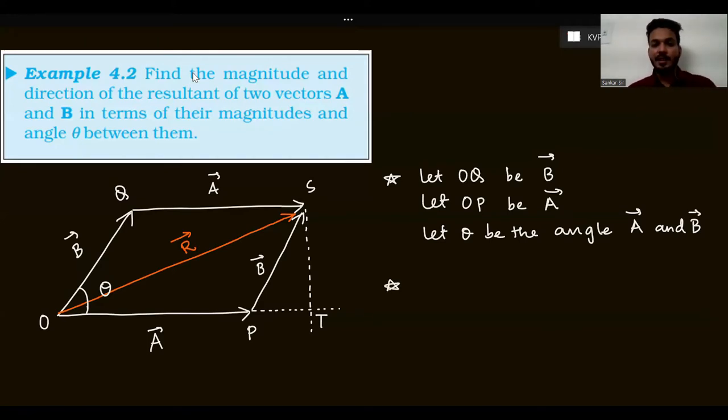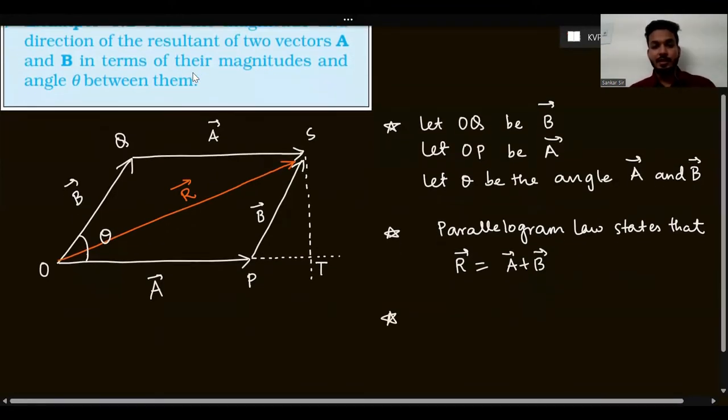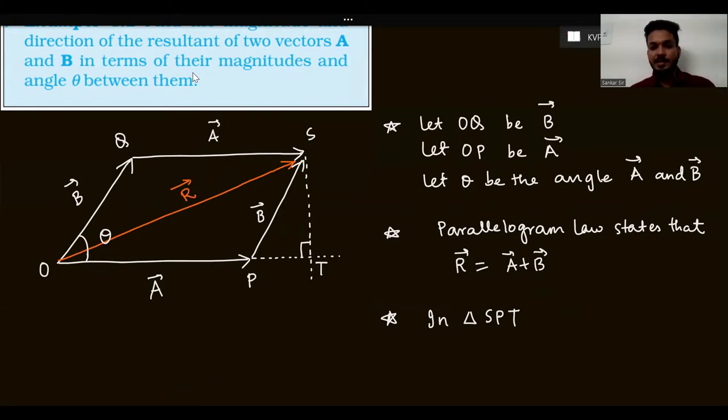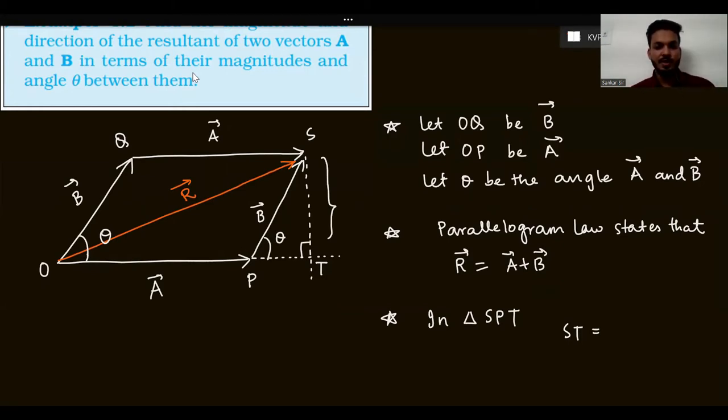Next thing you'll write is that parallelogram law states that R vector is equal to A vector plus B vector. Then you write, in triangle SPT. So this is a triangle SPT. This is a 90 degree triangle. ST will be equal to how much? I have derived this in class. This angle is going to be theta. Why? Because of corresponding angles.